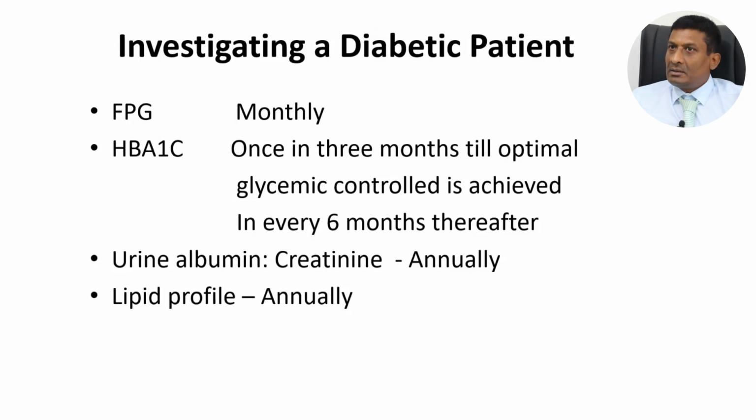And once you obtain that optimal control, you have to do it every 6 months at least, right? It is better if you can do it every 3 months, but at least every 6 months. Your patient also needs a urine albumin to creatinine ratio annually and a lipid profile annually.